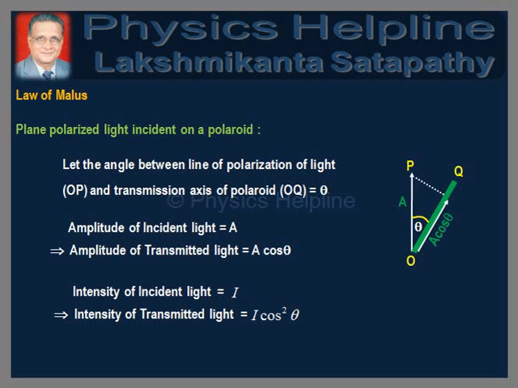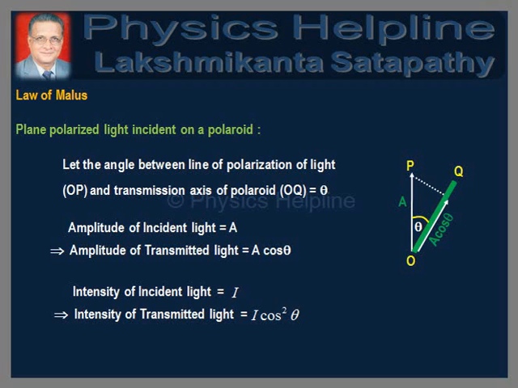Now, let us discuss the law of Malus. It is about the intensity transmitted by a Polaroid when plane polarized light is incident on it. The situation is shown in the figure. OP is the line of polarization of the incident light, having the amplitude of the electric vector equal to A, and OQ is the transmission axis of the Polaroid. The angle between them is equal to theta.